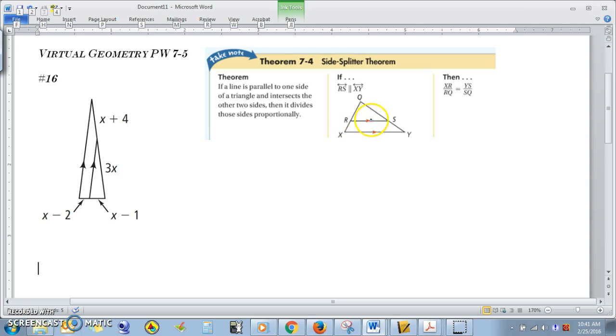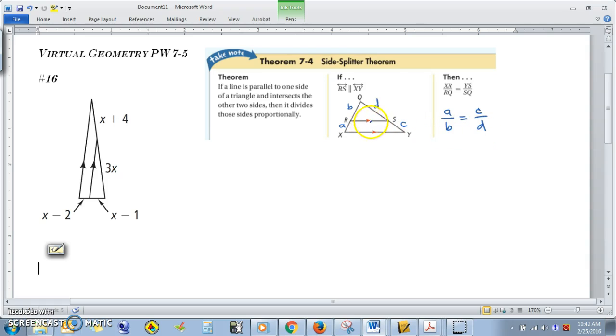If you have a parallel line intersecting your triangle, that line's parallel to one of the sides, it divides these two sides proportionally. Just to simplify the notation a little bit, I'm going to call the length of XR A. I'm going to call this length B. I'm going to call this length C, and then the length of this segment D. The theorem says that the ratio of A to B is equal to the ratio of C to D.